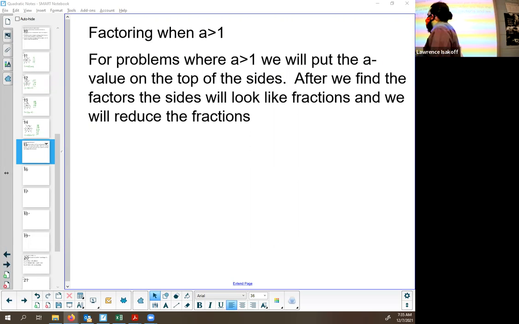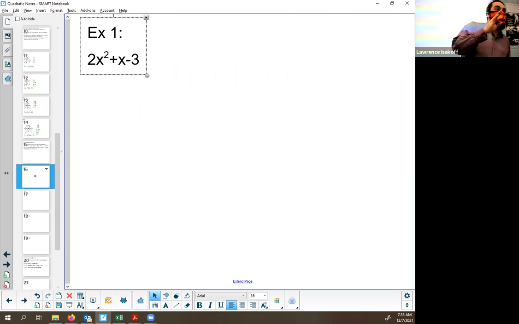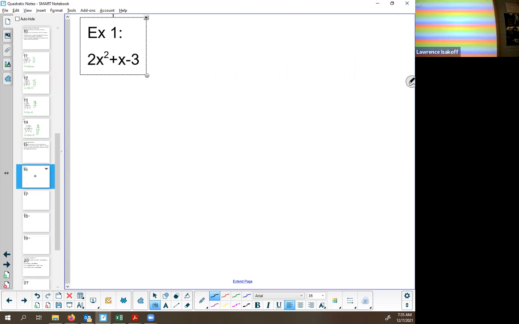Okay, let's take a look at this in action. Now, there are some slight changes to the snowflake method because A is greater than 1. So please make sure you're paying attention so you don't miss those very subtle and slight changes. Because if you miss them, it's going to make life more complicated.